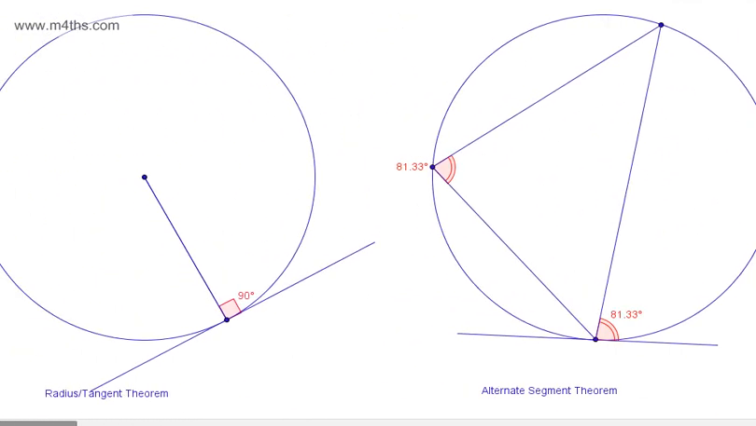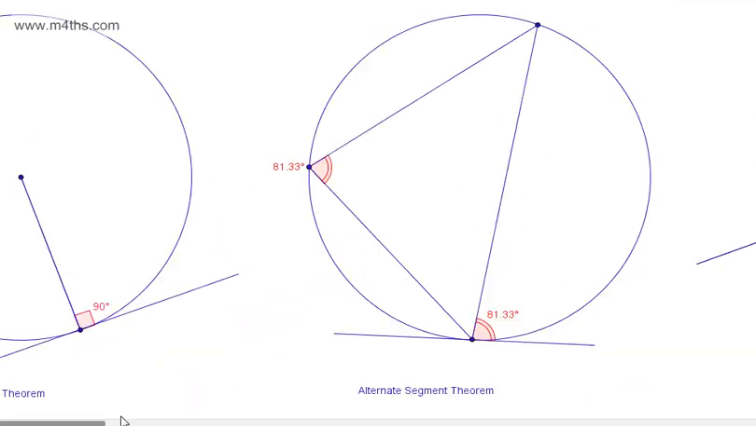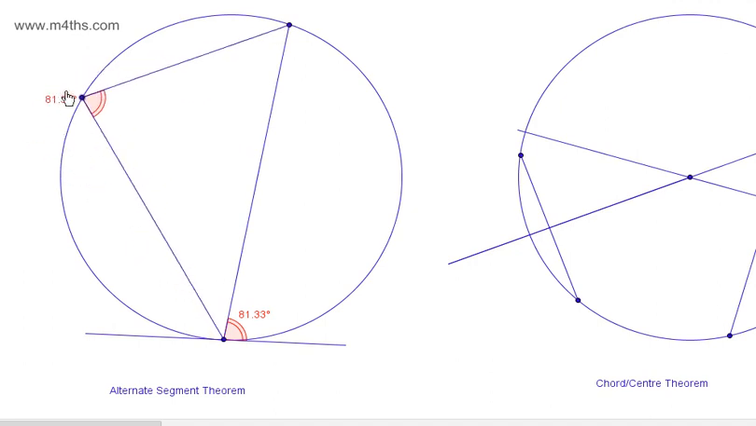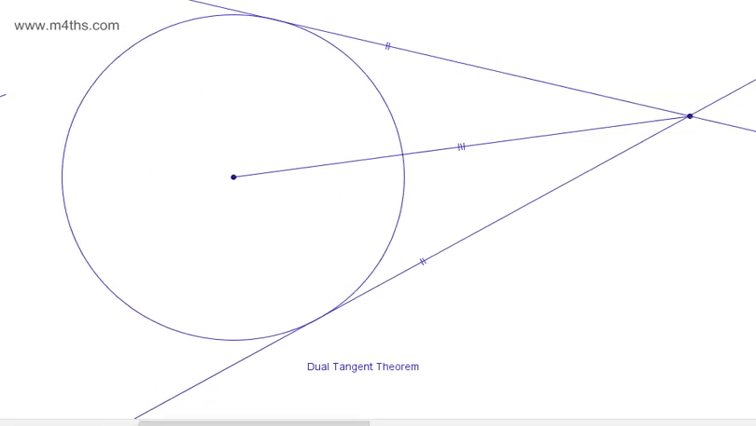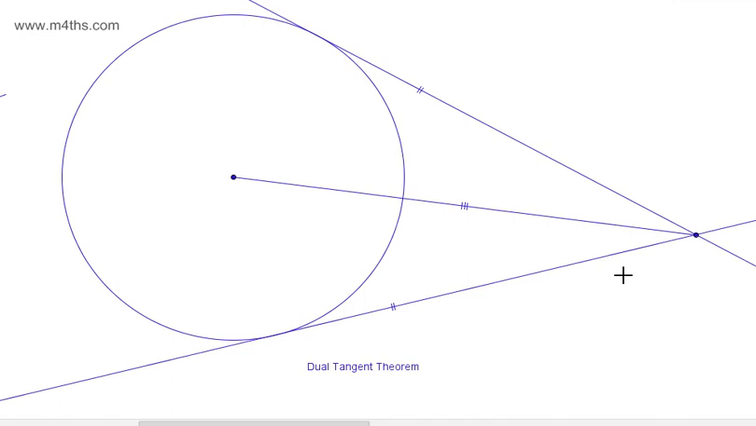So let's go over those. The first one, radius tangent theorem: that will always be 90 degrees. Alternate segment: we have the angle here and the angle here to be equal. Just moving that round, we can see that's the case. We have now the dual tangent theorem, and that simply says that the distance from the point here to here is the same as from here to here, and they share this line.